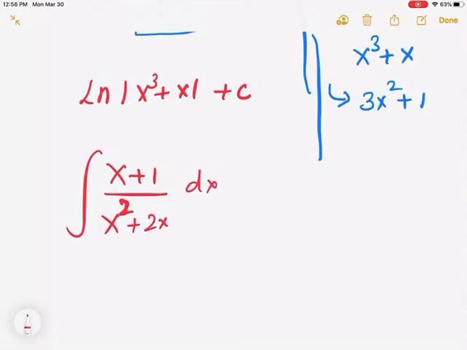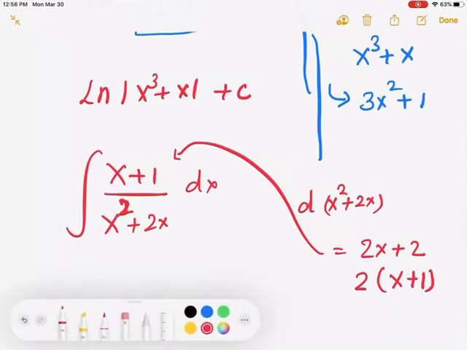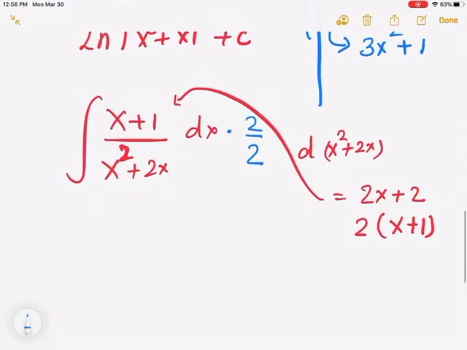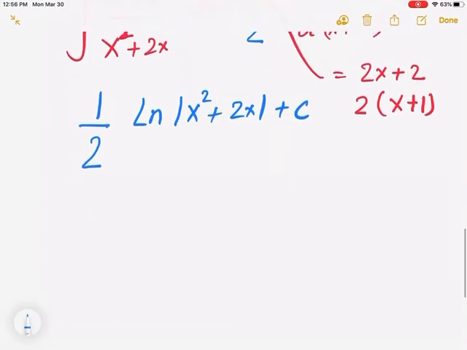Top is less than the bottom one, so let's just find the derivative. Derivative of x squared plus 2x. Let's check. It's equal to 2x plus 2, which is not the same as this, but I know if I could factor out a 2, it would become the same as that. So this is where you need to bring in the number, so I would bring in 2 over 2. This top 2 and x plus 1 would complete the pattern, so I would factor out 1/2, so this is 1/2 ln of x squared plus 2x, and add c at the end.